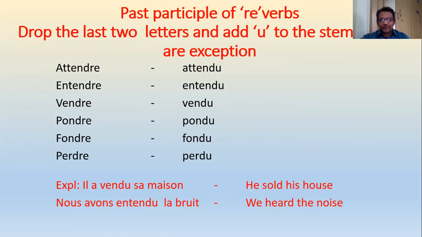Passé composé is one of the main compound tenses. Let's remember, okay, there are quite a lot to be learned. We shall see what happens when we use être as the auxiliary verb in the next class.